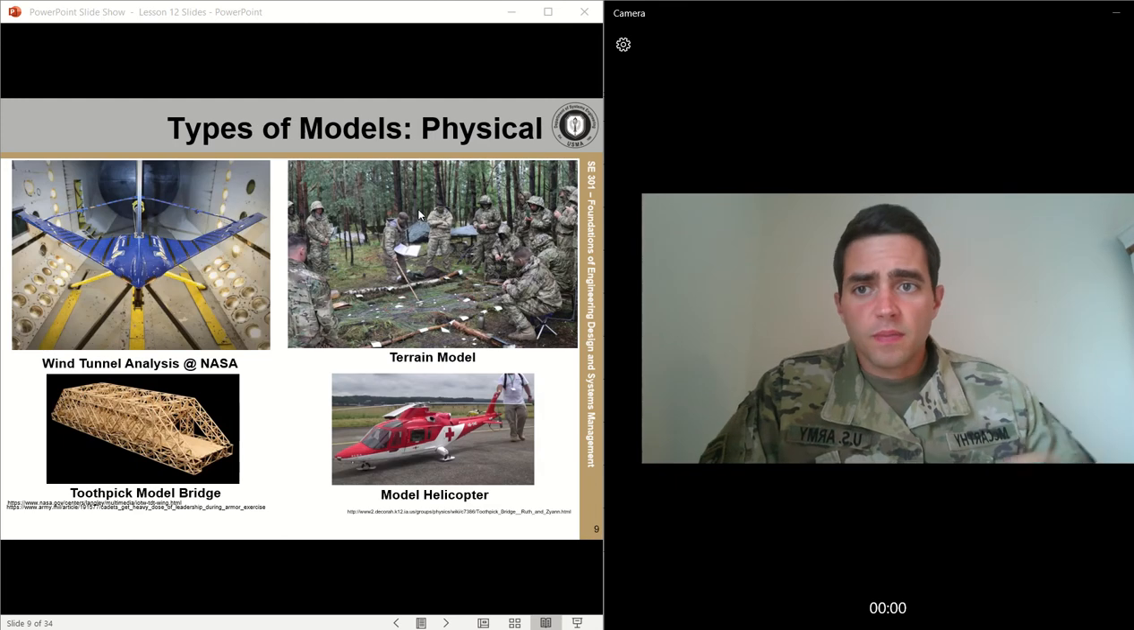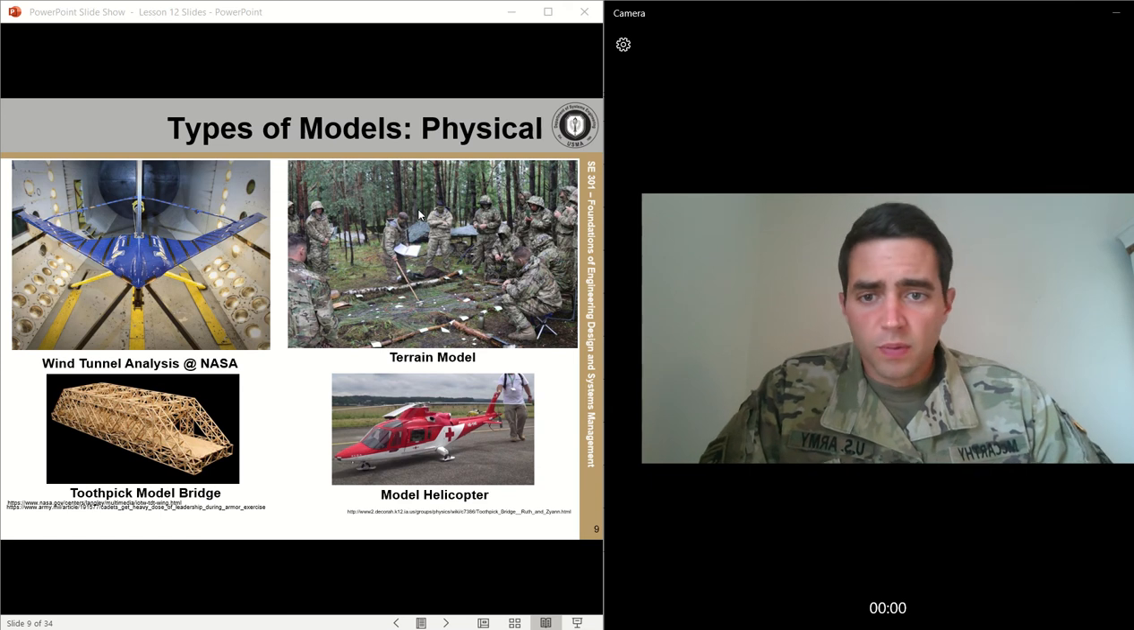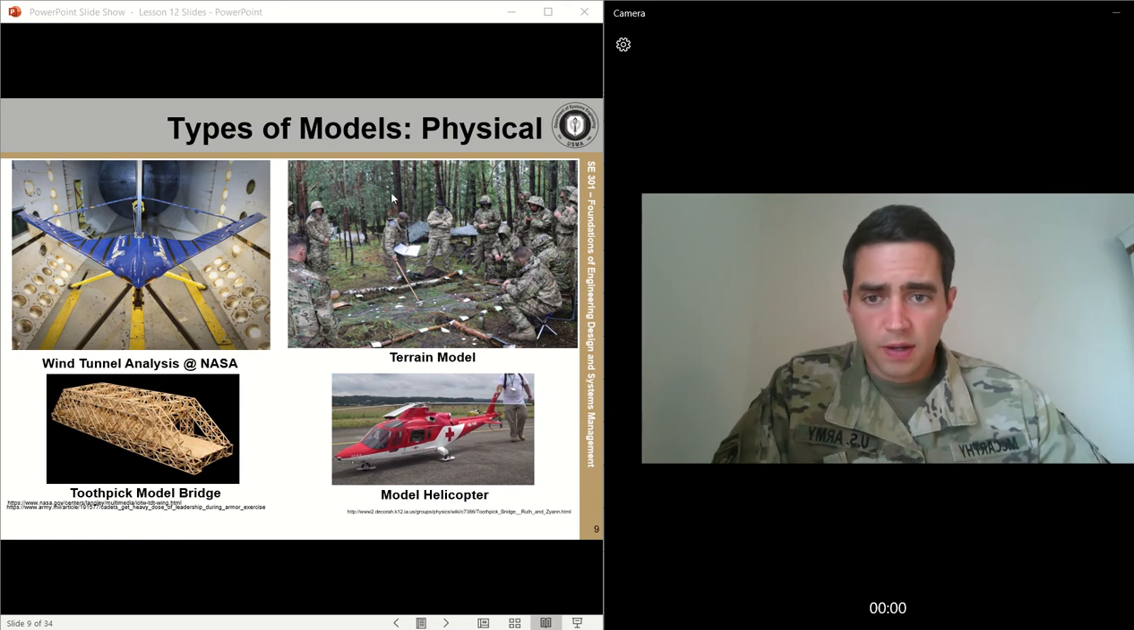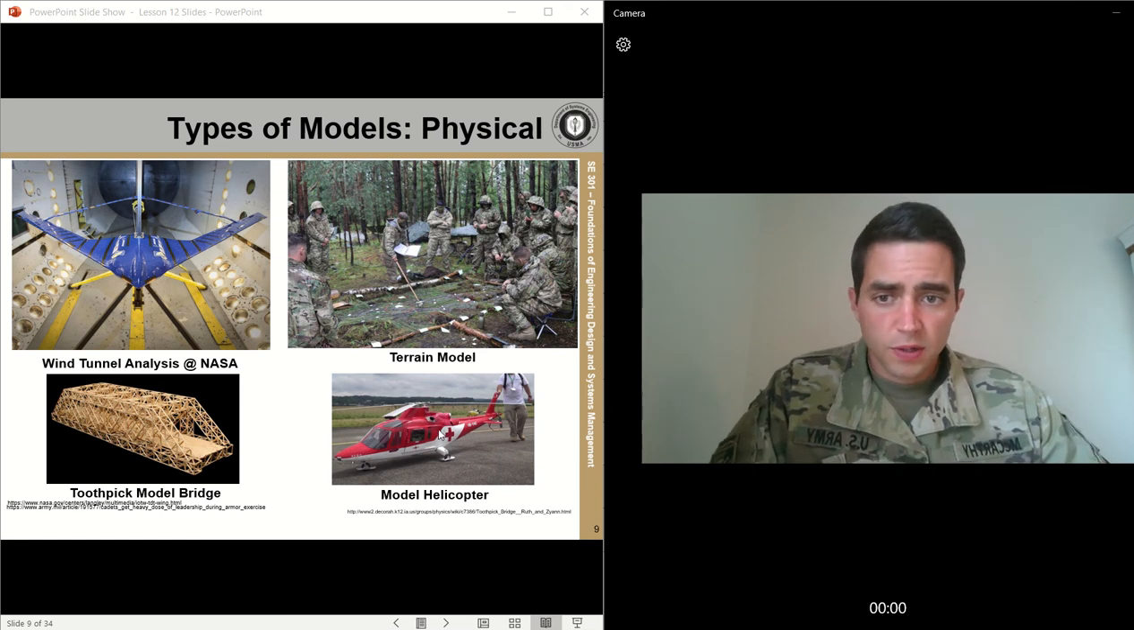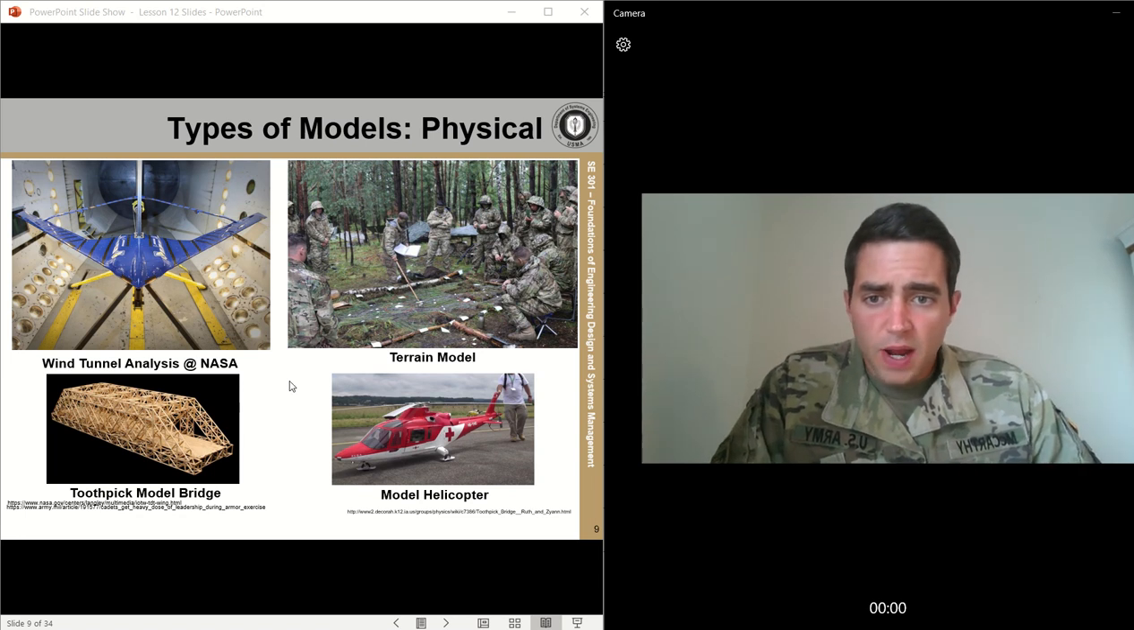There are many different types of models. The first one is a physical model. This is probably what comes to your mind up front when you think of a model. You think exactly down here of a model helicopter. Of course, this model helicopter can be used to simulate or to model the effects of wind, perhaps on the aerodynamic systems of the aircraft.